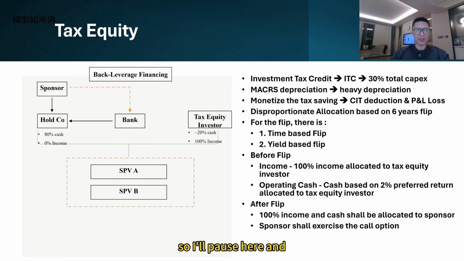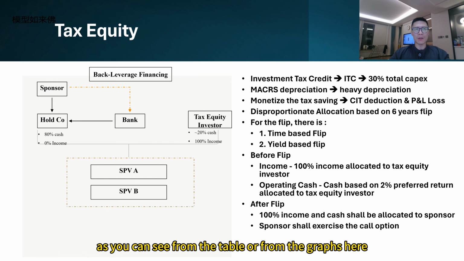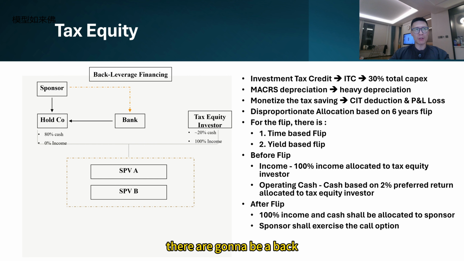I'll pause here. As you can see from the table and the graphs here, there's going to be a back leveraging. That's something I'm going to discuss at a later stage. So that will be the discussion for now.